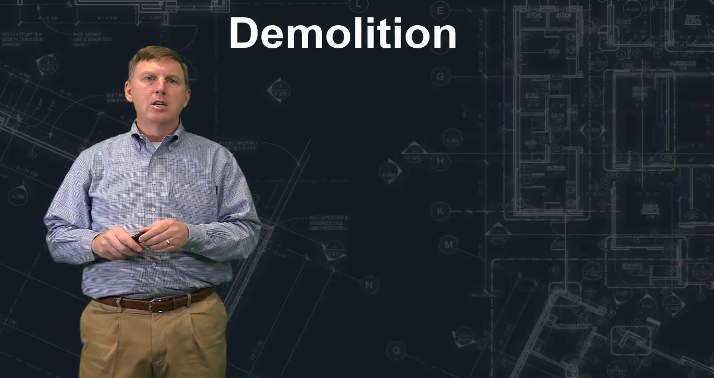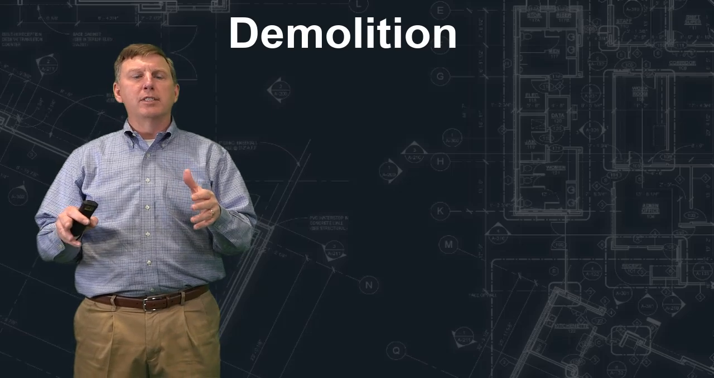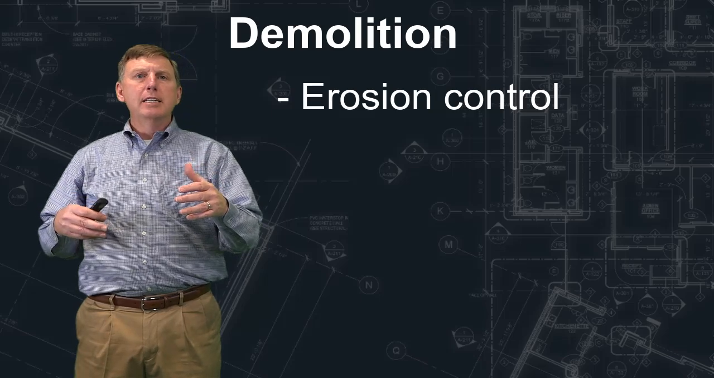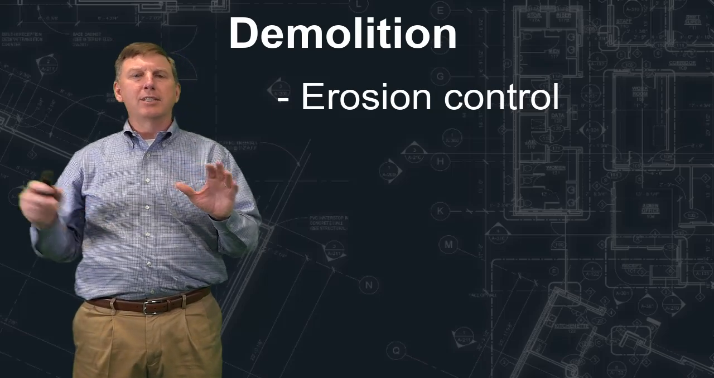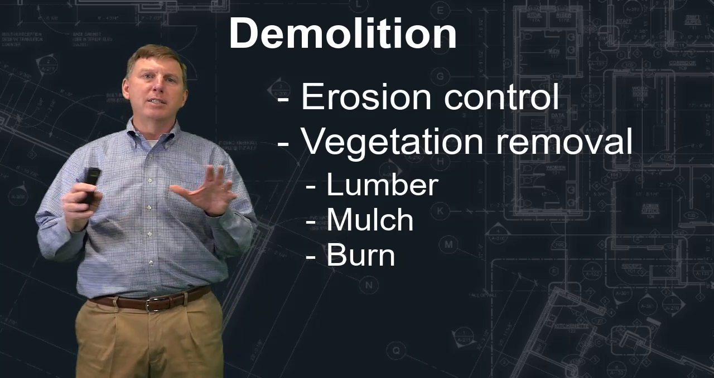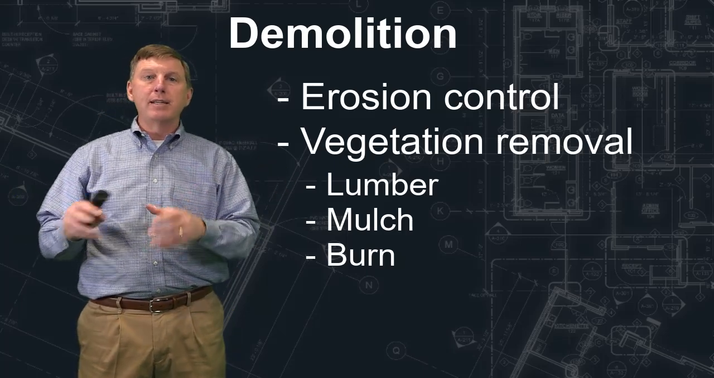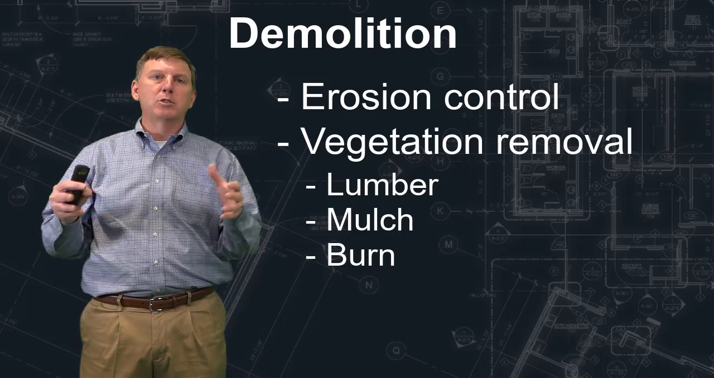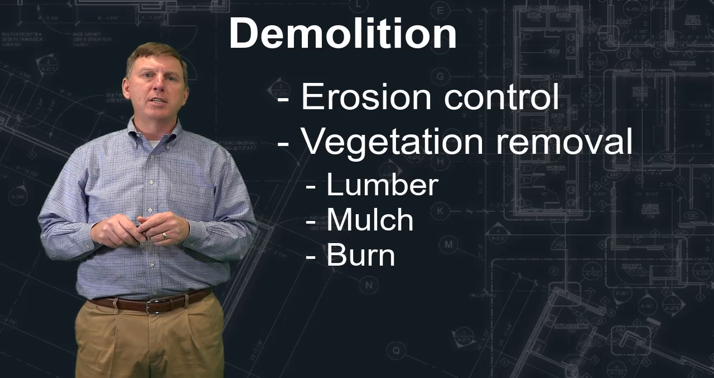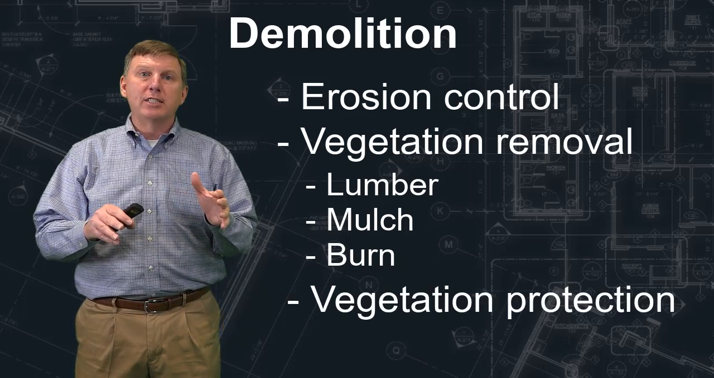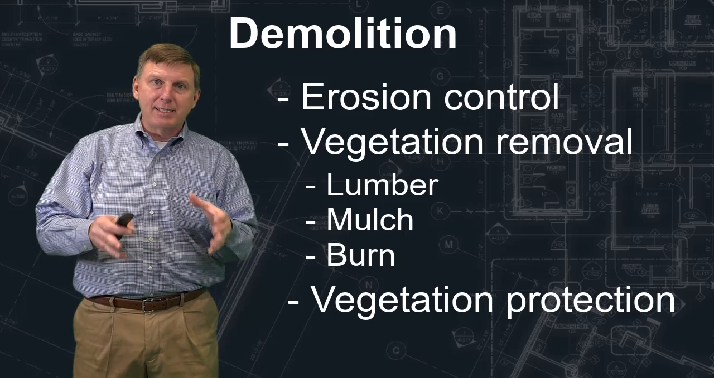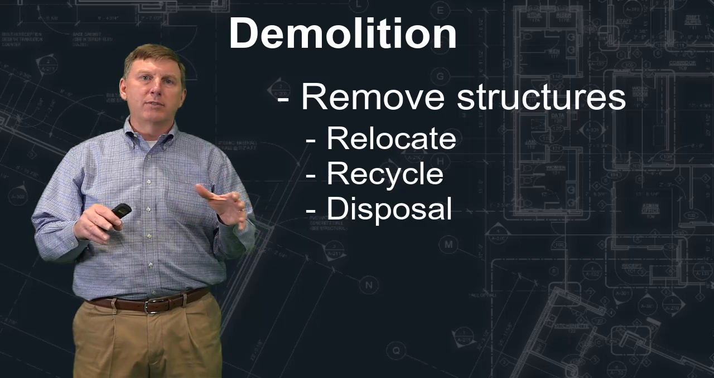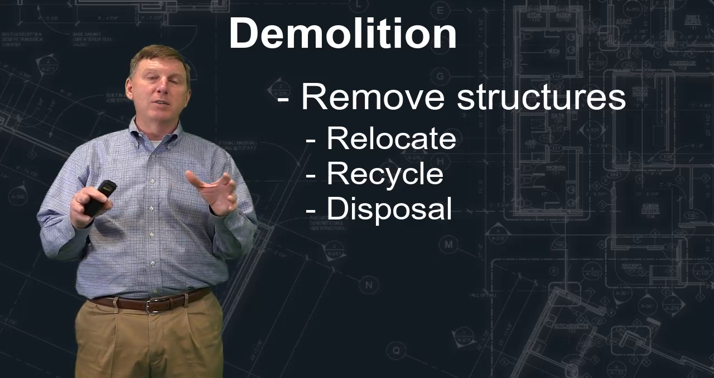One of the first things that you're going to do on the site is your erosion control, and that's part of the overall demolition, really. So the other steps that you're going to take is you're going to remove all the vegetation that you need to remove. You may sell some of it off for lumber. You may mulch it and keep it on site. I've seen a lot of people just mulch the vegetation on site and use it. You'll have to protect other vegetation that's on the site if it was designated to be protected in the plan. You'll have to remove any structures, and you have to watch out for any hazardous materials in doing that.